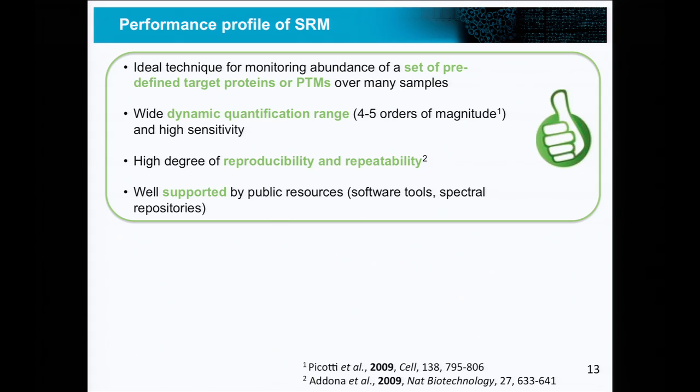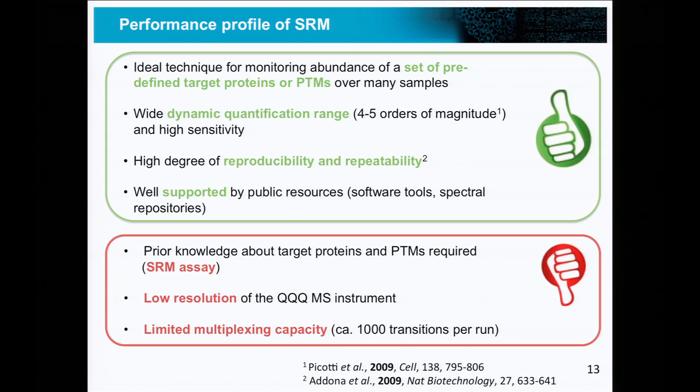And the big advantage with SRM is that it's already well supported by public resources, so there are several software tools, there are spectral repositories available, and with maybe some of the more recent technologies in targeted proteomics, this support is still a little bit less well than it is with SRM. However, there are also disadvantages. As we already said, in order to perform an SRM experiment, you need to have prior knowledge about all your target proteins or all your target PTMs. This prior knowledge is gathered in what we call an SRM assay, and we will in the next part discuss in more detail how this SRM assay looks.